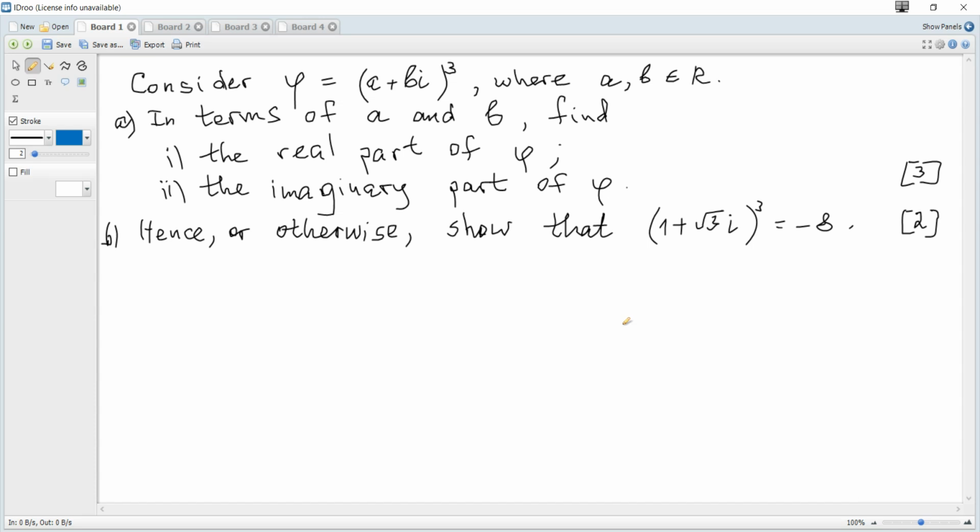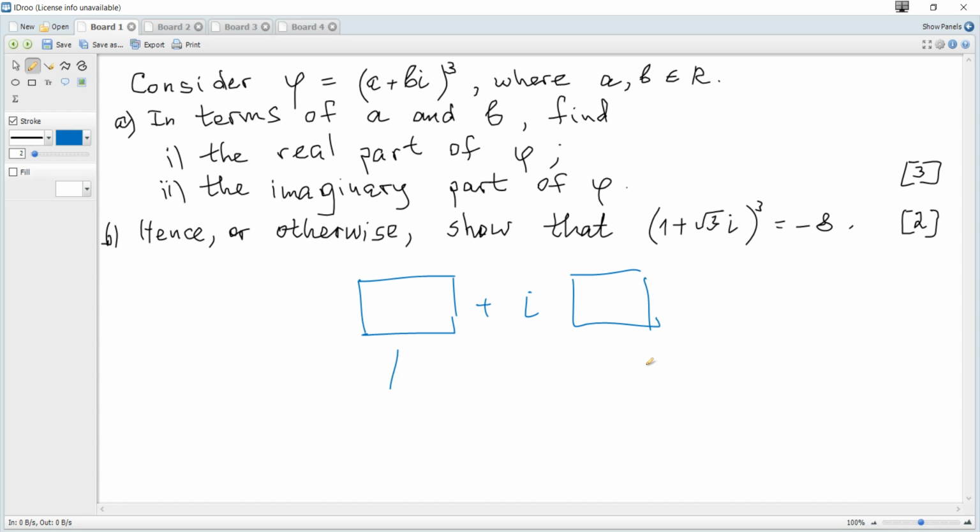We can see that phi is (a + bi) cubed, where a and b are real. Question A: in terms of a and b, find the real part of phi and the imaginary part of phi. To say what is the real part and what is the imaginary part, a given complex number should be represented as something without i, plus i multiplied by something also without i, and then it's the real part and the imaginary part of the complex number.